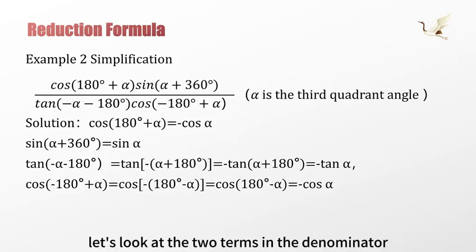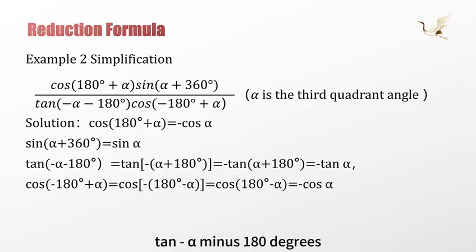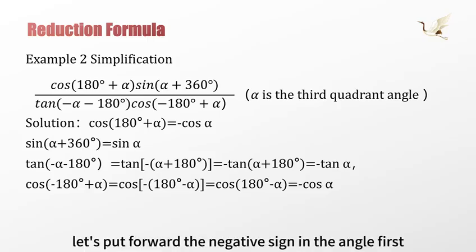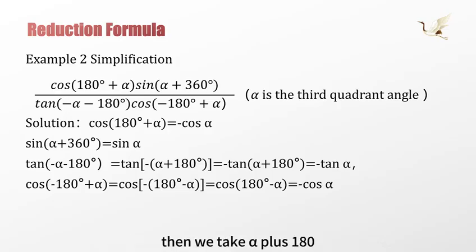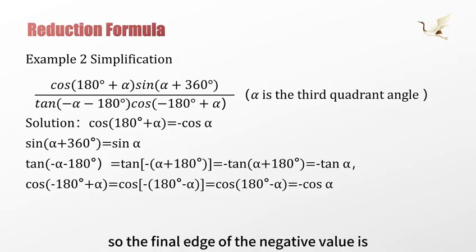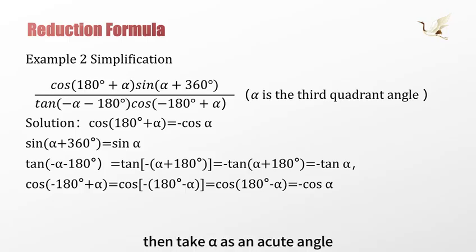Let's look at the 2 terms in the denominator. Tangent negative alpha minus 180 degrees. The angle is a negative angle, so let's put forward the negative sign in the angle first and change the sign inside the brackets. Then we take alpha plus 180 degrees as a whole and an acute angle, so the terminal edge of the negative value is in the fourth quadrant. The tangent value is negative, that is to say, it becomes negative tangent alpha plus 180 degrees. Then take alpha as an acute angle, add 180 degrees to alpha, and the terminal edge is in the third quadrant. The tangent value is positive, so the result of simplification is negative tangent alpha.